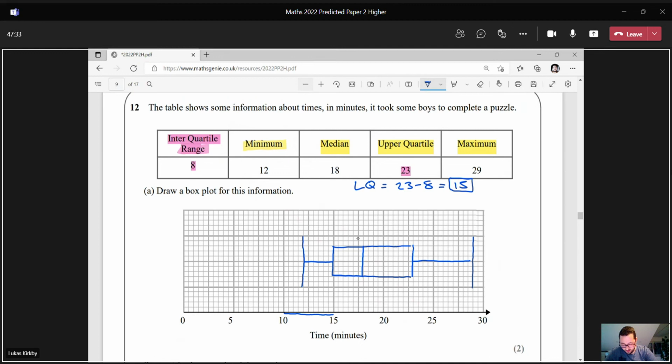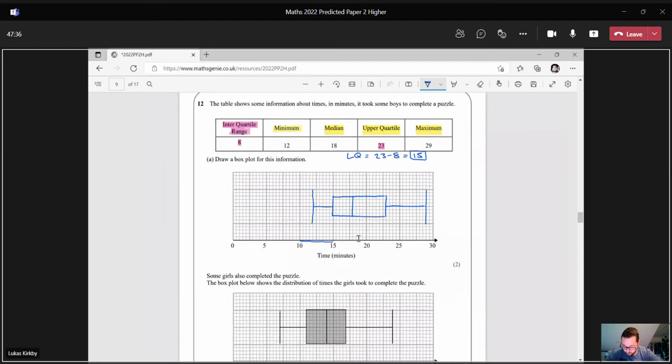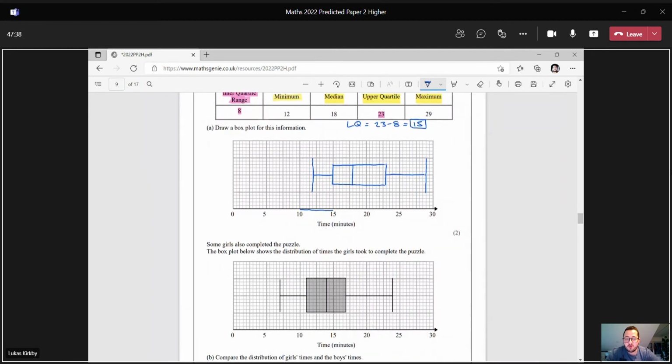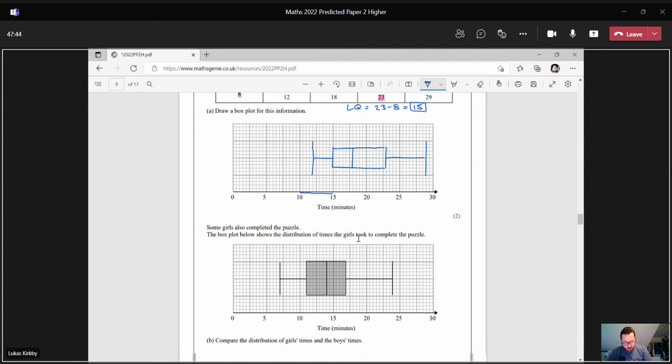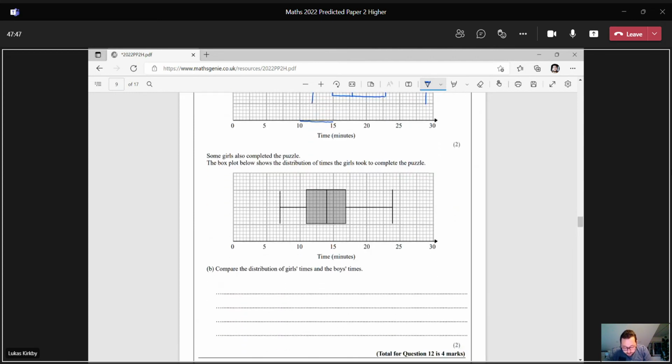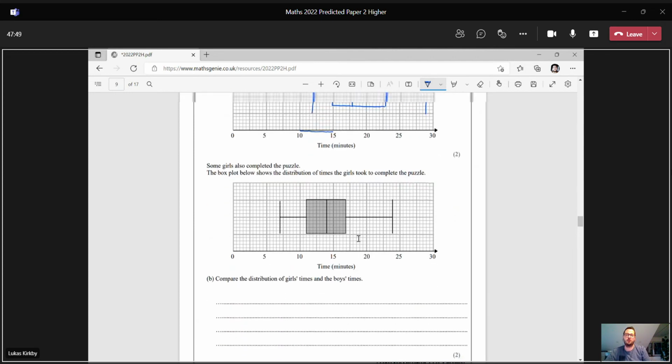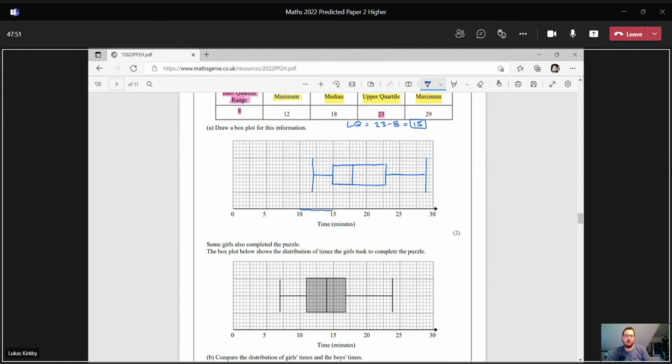Great. Now we've also got the distribution of the time it took some girls to complete the puzzle, and we want to compare the distributions. We're asked for 2 marks for this, so we want to pick up 2 points, and you can pick up anything. I think everything of the girls is lower. They seem to have done a lot better with this puzzle. So the minimum is lower than the boys' minimum, the maximum is lower than the boys' maximum, so we can just put that.